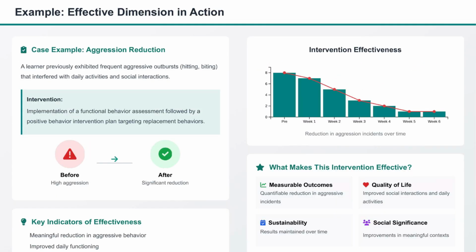Finally, the effective dimension. Let's say we implement an intervention to reduce aggressive behaviors. If we see a significant reduction in aggressive incidents over time and the learner's daily functioning improves, then we know the intervention is effective. The key here is ensuring that the intervention produces measurable and sustainable results.